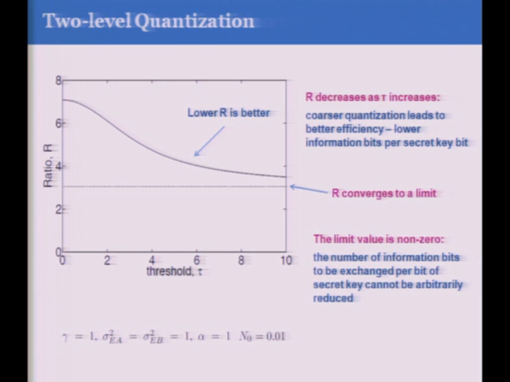The other thing that happens is that this R does not keep going down. It converges to a limit, and this limiting value is non-zero. So you can't arbitrarily keep reducing the amount of message bits that you need per bit of secret key size. There's a lower limit on that. For this two-level quantization scheme, that point is the best operating point. That's the point you should operate at, because it gives you the least cost per bit of key.